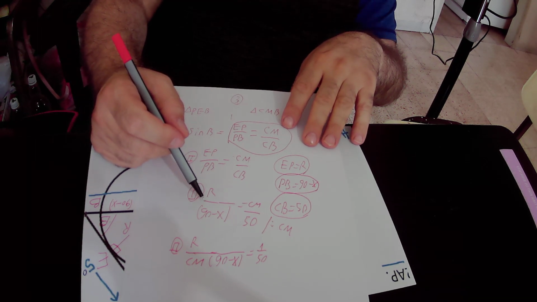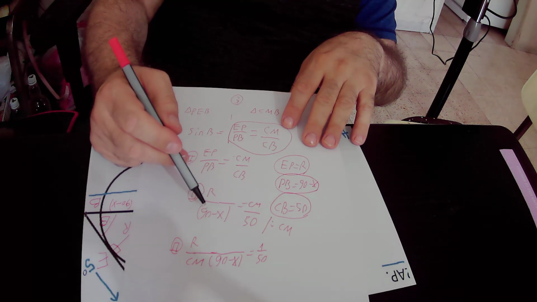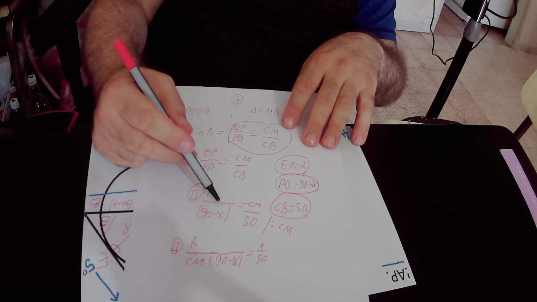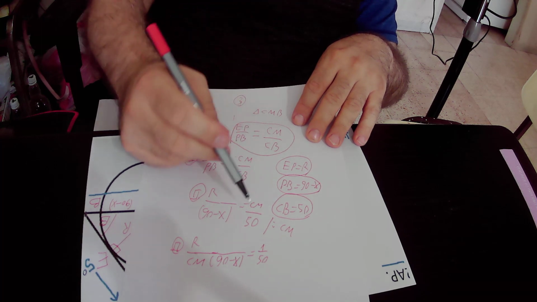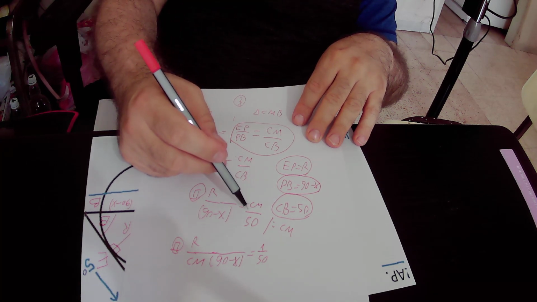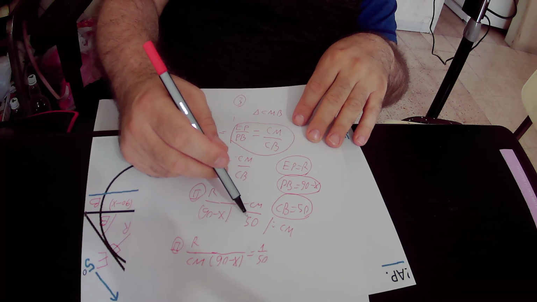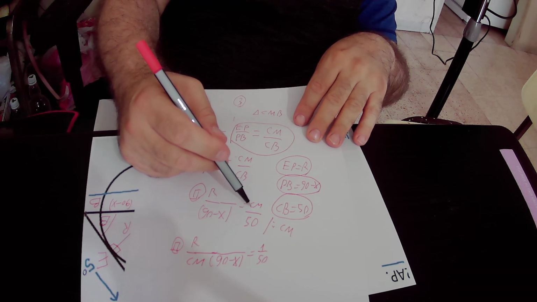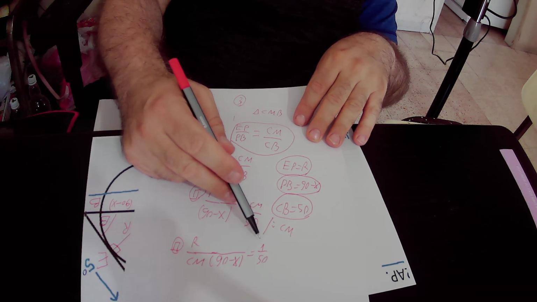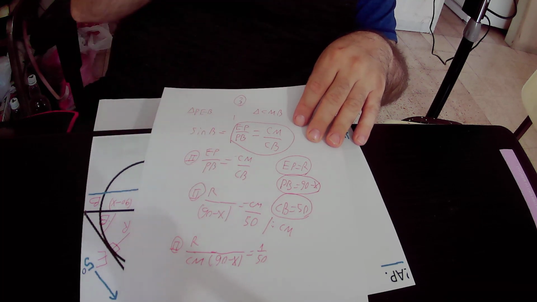R over 90 minus x divided by CM equals R over 90 minus x times CM. And CM over 50 divided by CM, or CM divided by CM, equals 1. So CM is cancelled and we are left with 1 over 50.